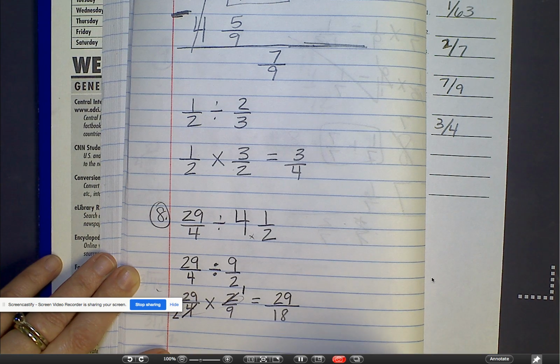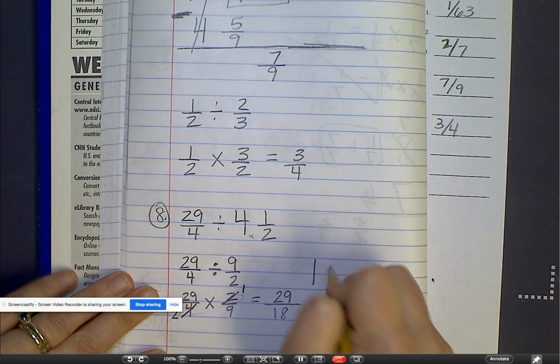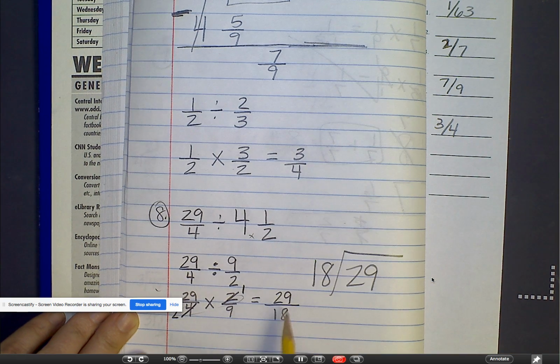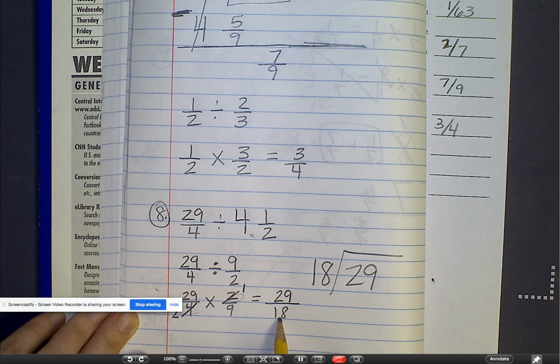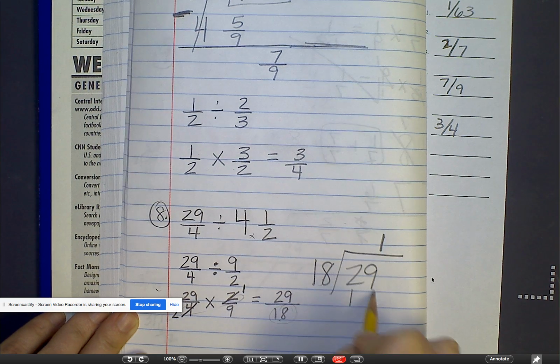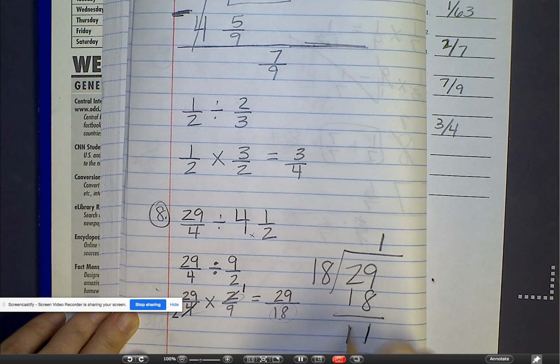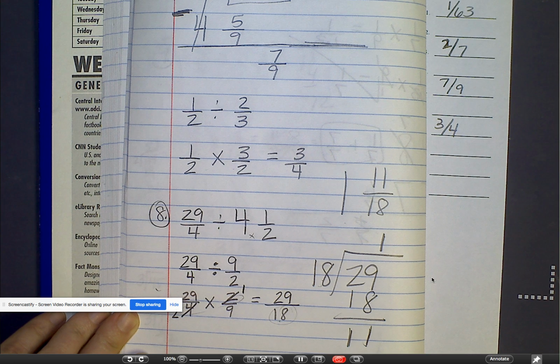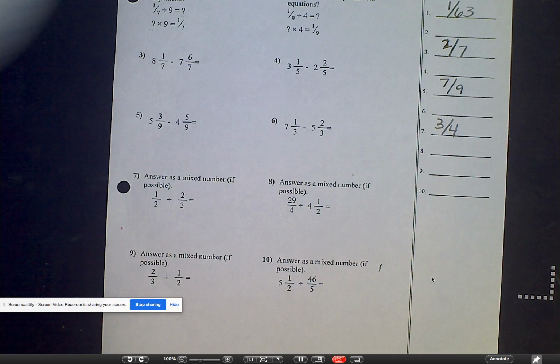So in this scenario, you're going to have to change it into a mixed number because it said answer as a mixed number. So in order to do that, remember our dog denominator is always outside of the box. Our dog denominator is outside, right? So that goes 1 time. That's 1 with 11 left over. So I have 1 and 11/18. And 11's prime, so I don't think it can go down anymore. So that was number 8. So number 8 is 1 and 11/18.